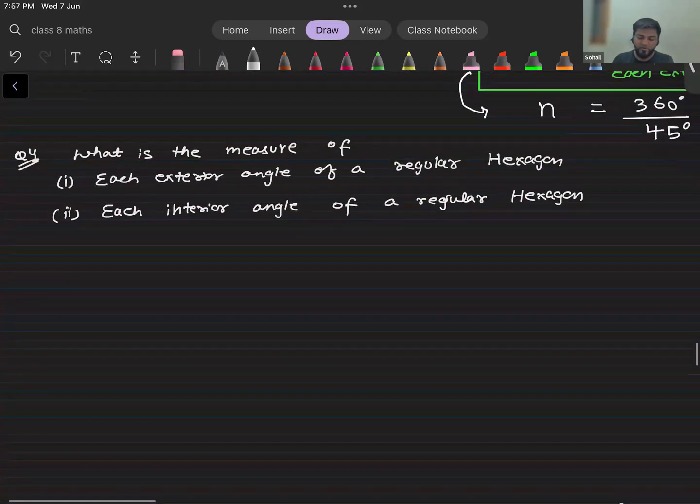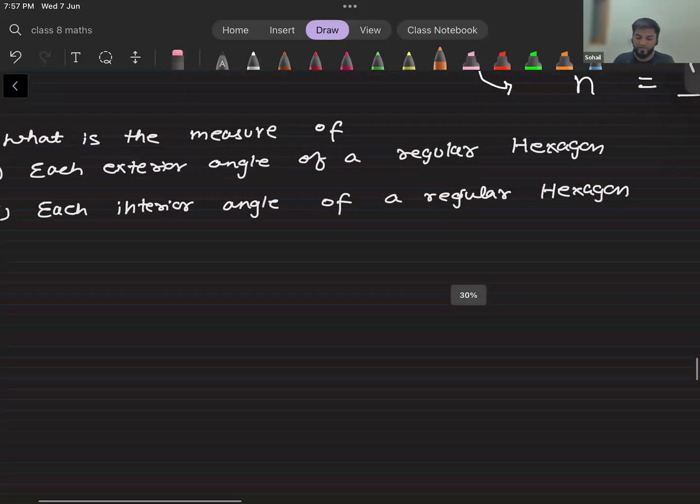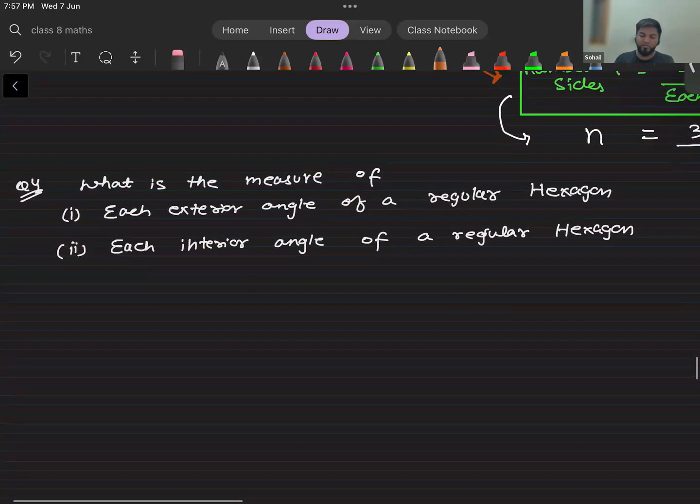Now, what is the measure of each exterior angle of a regular hexagon and each interior angle of a regular hexagon? See, the question is related to a regular hexagon. In the first case, you need to find the exterior angle and then find the interior angle. Yeah, that shouldn't take too much time. The first option is pretty simple. It is very simple.